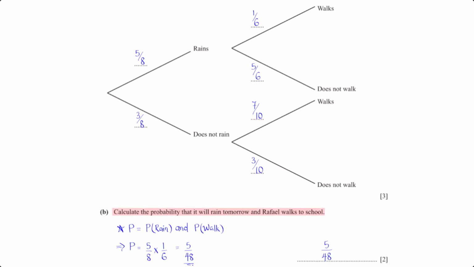Calculate the probability that it will rain tomorrow and Raphael walks to school. This probability is equal to the probability that it rains times the probability that he walks to school given that it rains. The probability that it rains is 5/8. The probability that he walks to school given that it rains is 1/6. The "and" becomes times. This gives us 5/48.